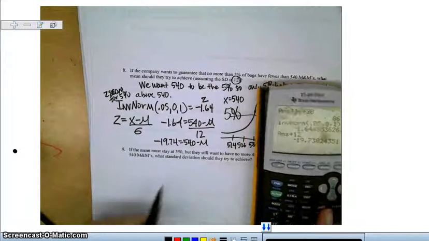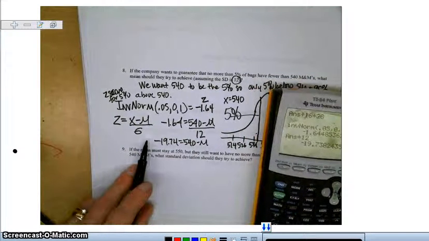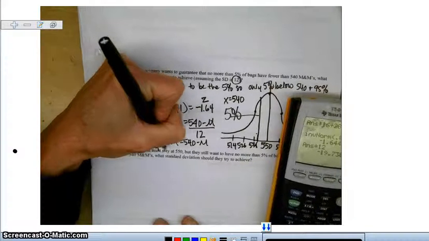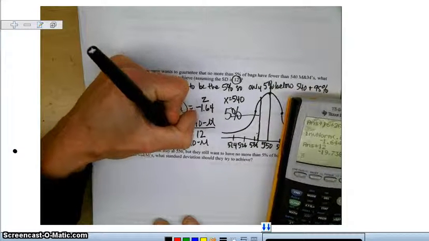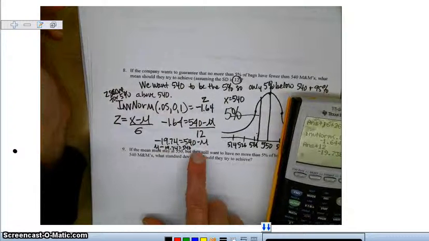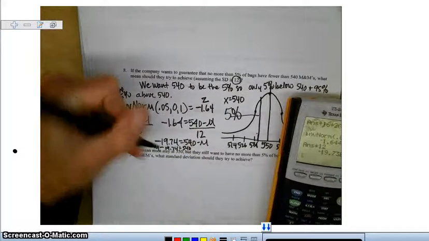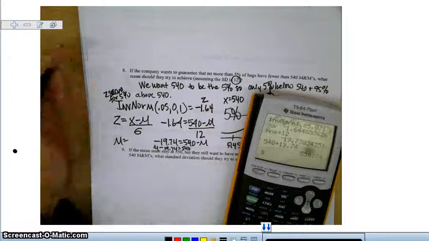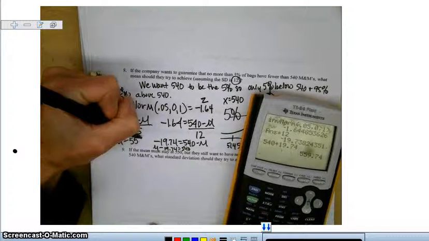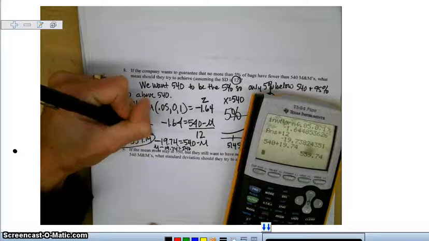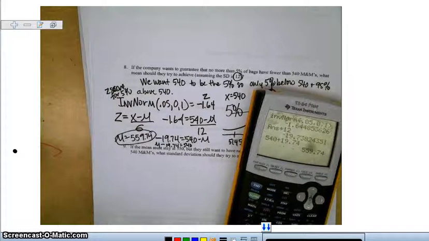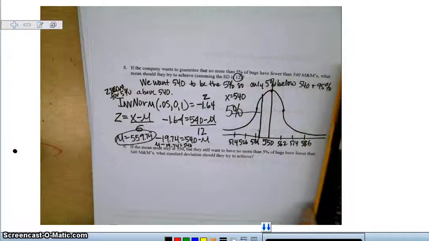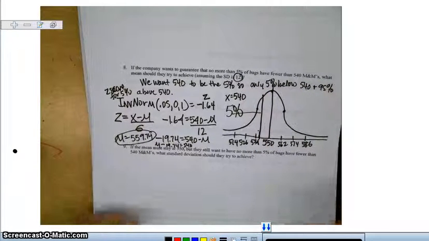So the way to get mu is negative, so I need to move it to the other side. I need to add mu. So then I'll get mu minus 19.74 equals 540. And then I can add 19.74, so mu is 540 plus 19.74, just solving equations here. So the new mean should be 559.74. If I make that the mean, if I go for that average number, then I could make a claim that no more than 5% of bags will have fewer than 540 M&Ms.